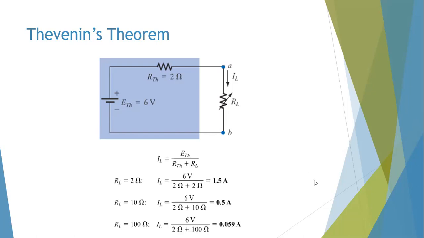So this is what you've done. I've shown some values for RL and what you get. Once you've got your equivalent circuit like this, it's very easy to just plug in different values of RL and find the voltage or the current. That's straightforward. Okay.